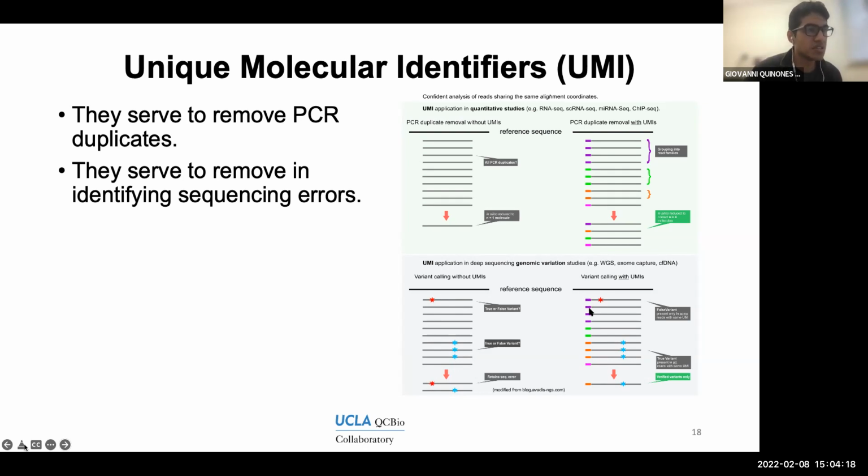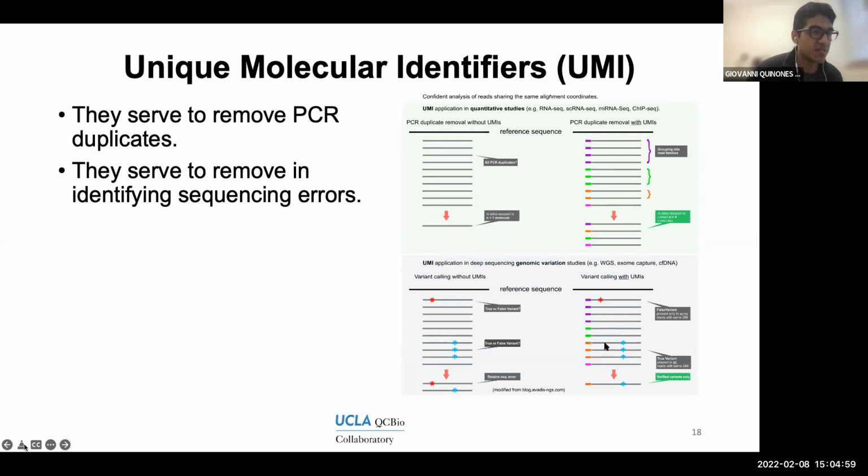However, with the use of UMIs, this can give us a more complete picture, and in order to tell which variants are true versus which ones are just artifacts. So in this case, for this variant in red, you can see that it's present in this molecule with the purple identifier. However, there are 4 of these molecules and the other 3 don't have this variant. So this variant is not consistent across the molecules. So this must be a sequencing error.